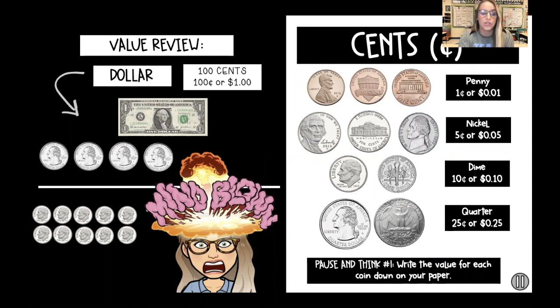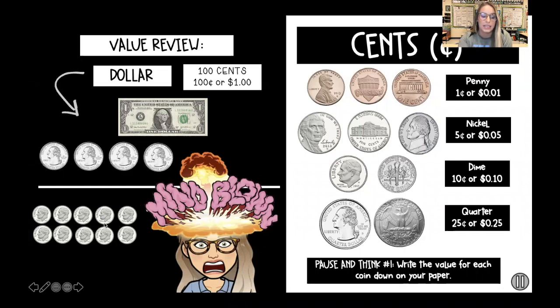So I went ahead and put two other ways to show a dollar besides using a dollar bill. So we have 4 quarters. If each quarter represents 25 cents, then we count up by 25. So for the first one, we have 25, 50, 75, 100. So this represents $1, 4 quarters.